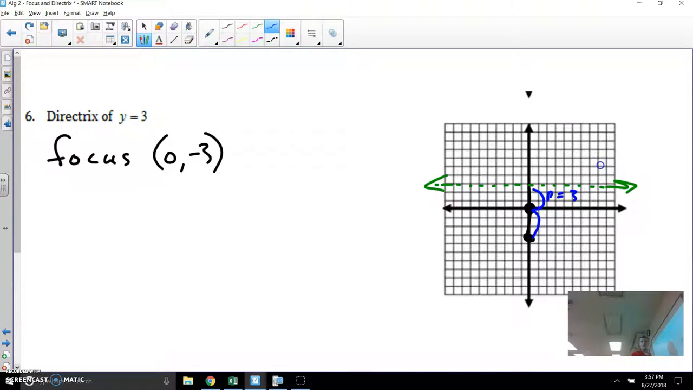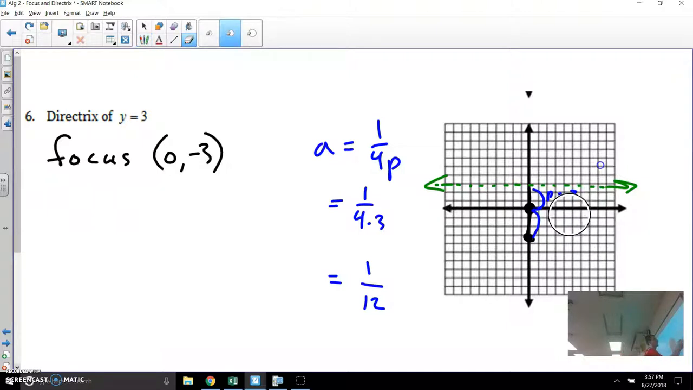Alright, so now we're going to use the fact that that's a distance of 3, either here or here, because what we can do is we can plug that into our formula. A equals 1 over 4P. A equals 1 over 4 times 3, or 1/12. Okay? However, that distance is really negative because if you notice, my directrix is on top. I should really not mark it here. Let me think about it a little harder as a student with you.